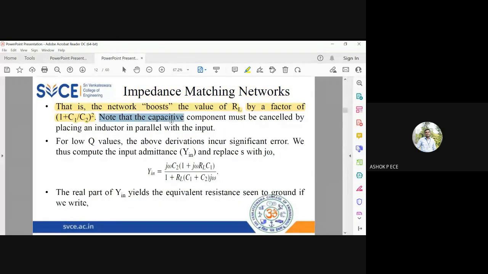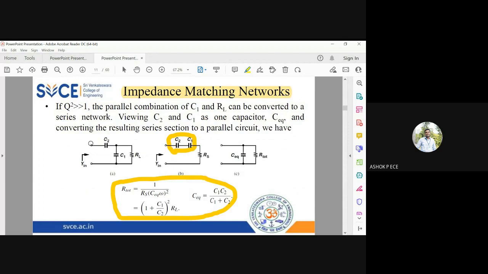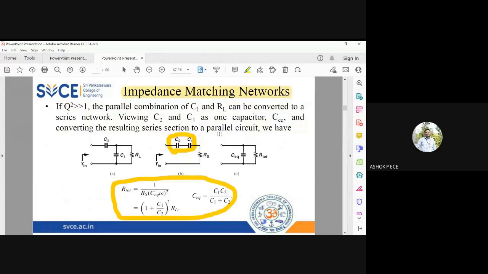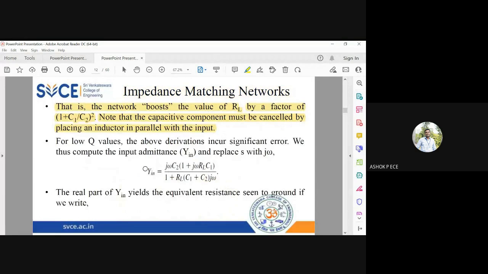Note that the capacitive component must be cancelled by placing an inductive component in parallel with the input. When you have a fully capacitive network, it is going to introduce its own drawbacks. So for that, you definitely have to include one inductor in the circuit to cancel out that effect. By including that, you can cancel out the effect of the capacitive component. And for this circuit, when all components are in parallel, you don't find Z, you will be finding admittance Y. So when you find the expression for Y, you get this expression.